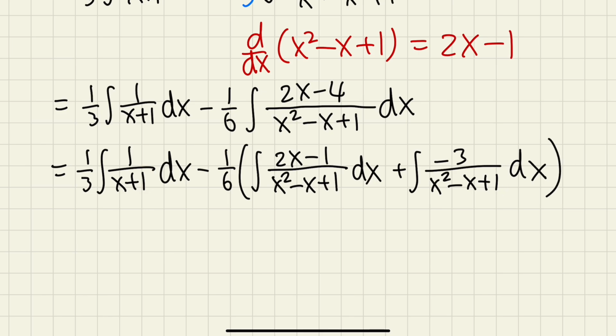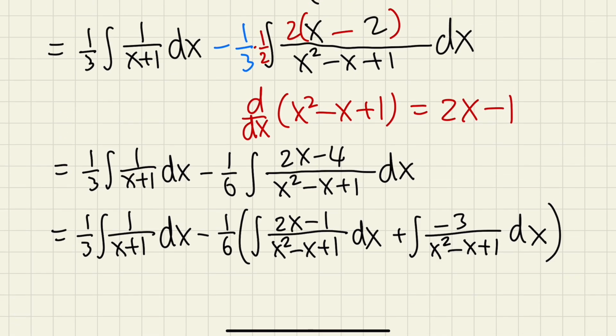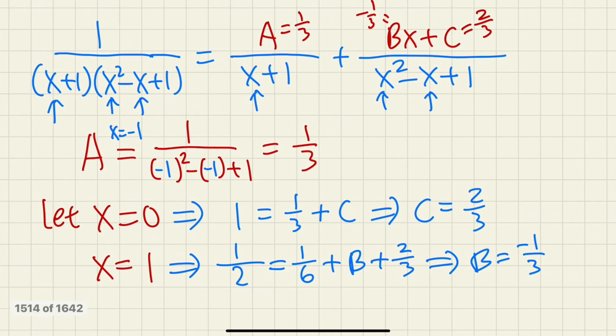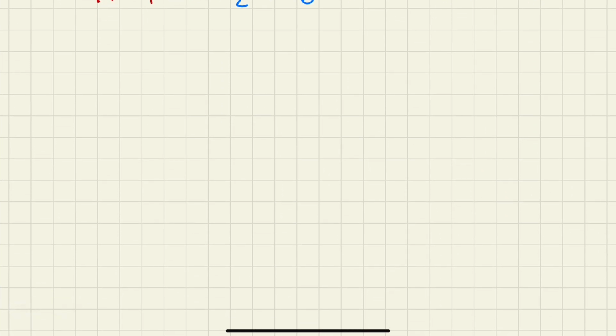So far the first integral right here, easy, right? And then this right here, nice. But for the third one, we actually will have to complete the square for the bottom. Whenever you have a quadratic that's not factorable on the bottom, completing the square is the way to go. So let me just quickly remind you guys how to complete the square right here for that part.